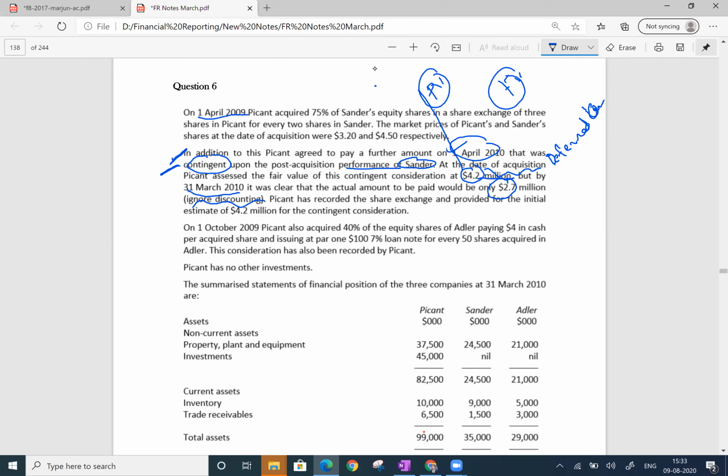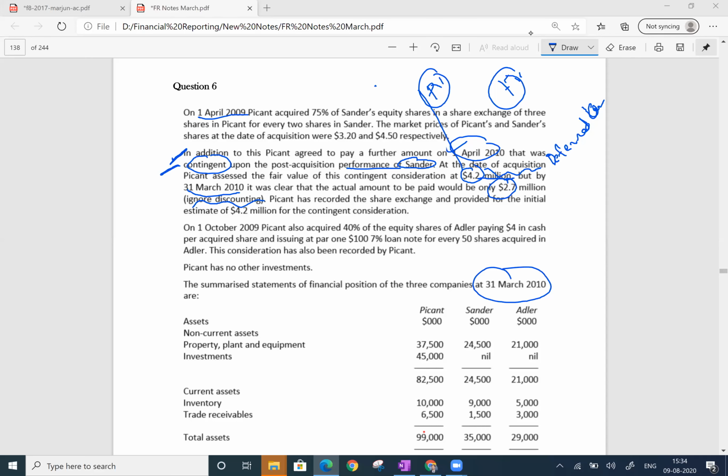Third one, that is my question. How much amount will you show as payable in the SOFP that you prepare at 31st March 2010? Use your common sense, you can tell. How much? Please type the answer. Yes, very clear. 2.7 million. Because the question has clearly stated that on 31st March 2010, you were expecting only 2.7 million. So you showed 2.7 million.